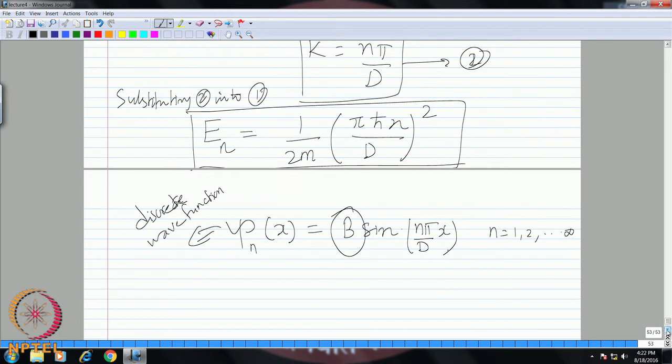So, we will now use the normalization criteria. We have seen that as per the interpretation of Born, the integral of psi star psi from minus infinity to infinity gives you the probability of locating the particle somewhere in free space. In this case, the particle is confined within the quantum well, so it has to be somewhere from x equal to 0 to capital D. You have to locate it somewhere from x equal to 0 to D, so this should be equal to 1.